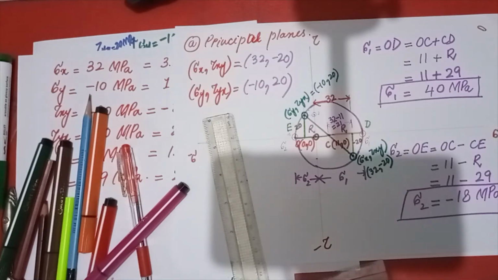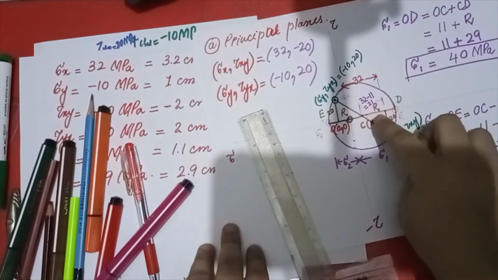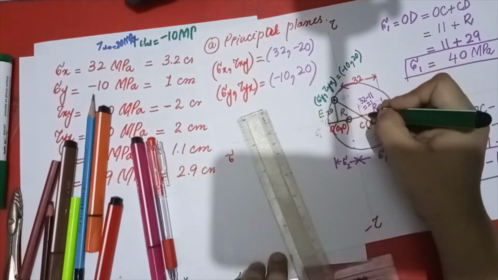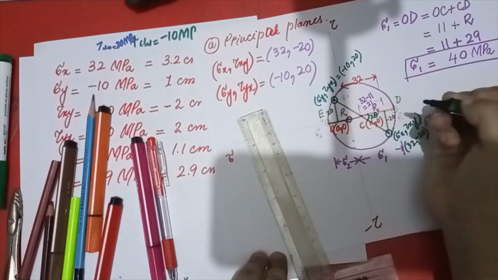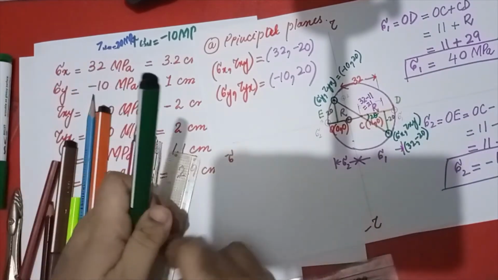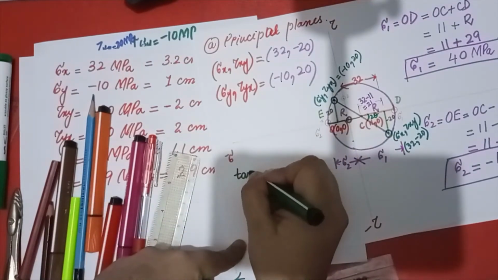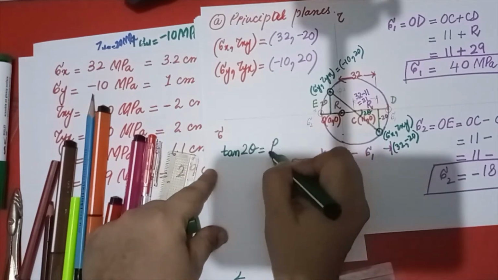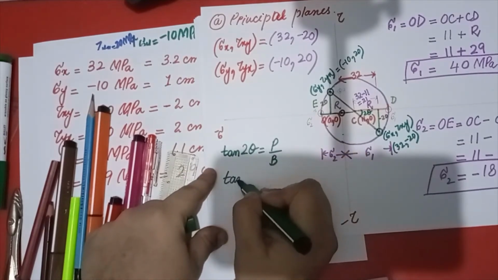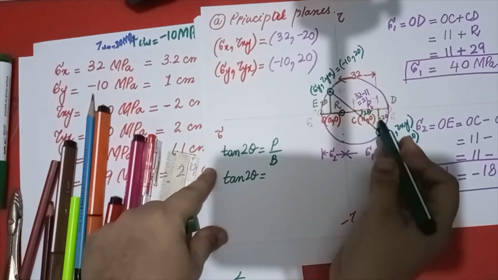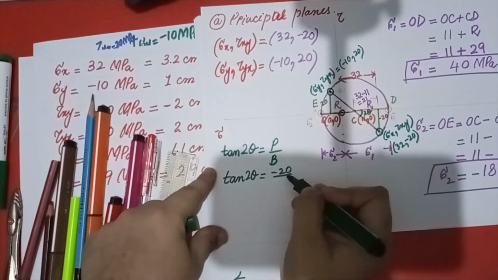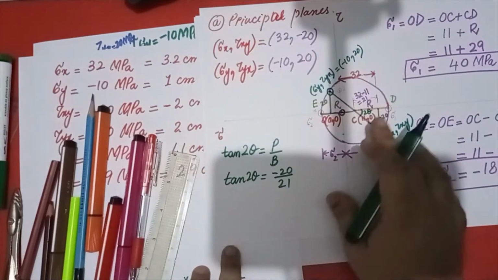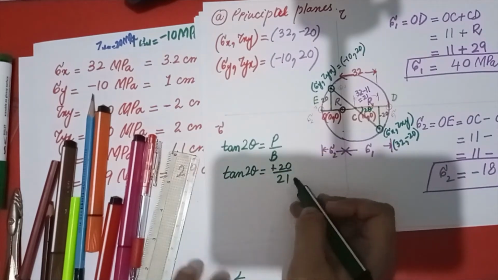And how can you get the angle? By tan theta. So you need to know this angle. Let me mark it. This angle is equal to 2 theta. So how can I find this 2 theta? Let me write it down. Tan 2 theta equals perpendicular upon base. So tan 2 theta equals perpendicular, which is minus 20, upon base, which is 21. Obviously it is on the negative side, so there is no need to write the 20 as negative.